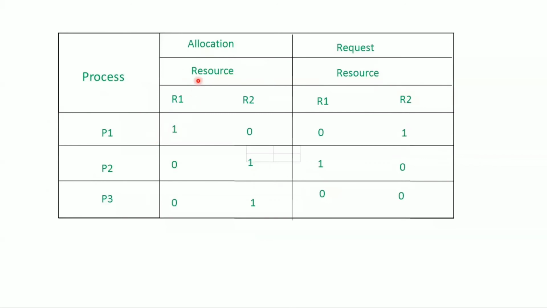There is one allocation of R1, one allocation of R2 to P2, and these are requests. P3 is done first, then P1 and P2, the same as we did in the Banker's algorithm, right?